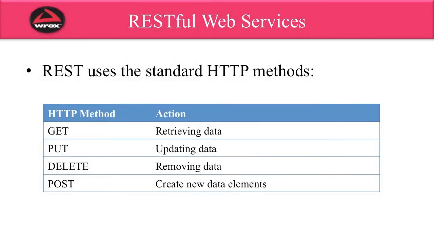When you build web services using REST, you make use of the standard HTTP methods. So this is the mapping between the method and the normal action that you would perform in your web service. For the get method, you would normally perform the action of retrieving data. For the put method, you would update data. The delete method is for removing data. And finally, the post method is for creating new data elements.